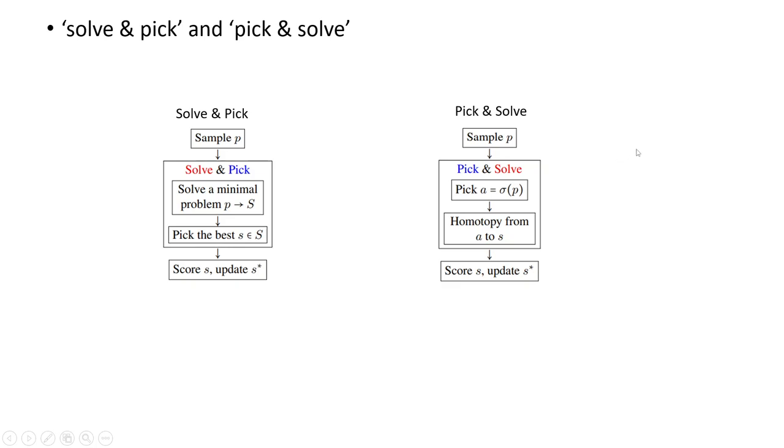So in this paper, they have another approach, pick and solve. This approach uses efficient homotopy continuation combined with machine learning to learn a function sigma, to get the starting pair P0 and S0, and to start with the P0, S0 pair and avoid the spurious solutions.